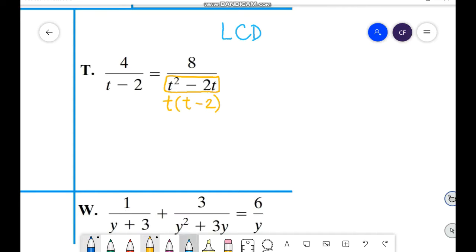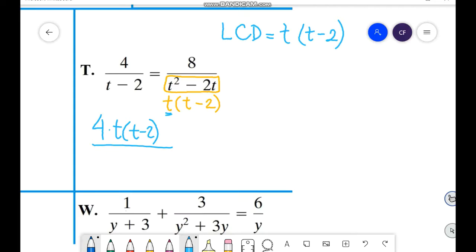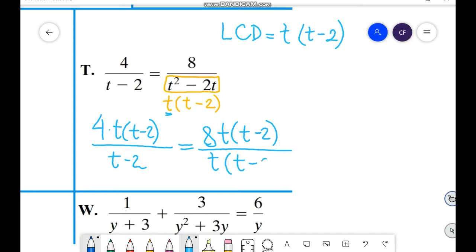The unique factors to find the least common denominator: t is one unique factor, another unique factor is t minus 2. So we have unique factors t times t minus 2. Cool. Multiply the first 4 times t minus 2 over t minus 2 equals, then multiply 8 times t minus 2 over t minus 2.